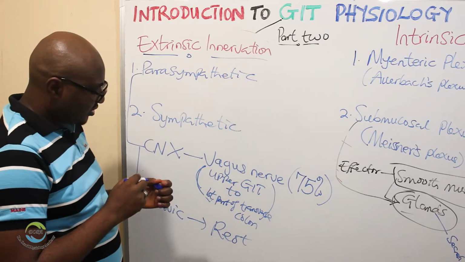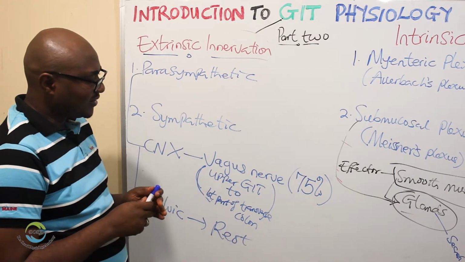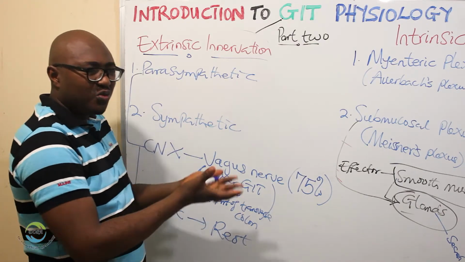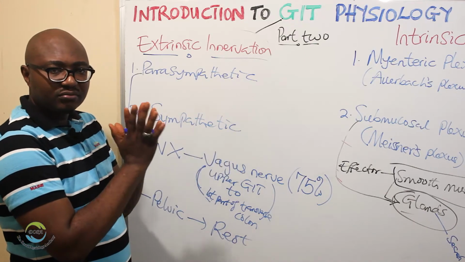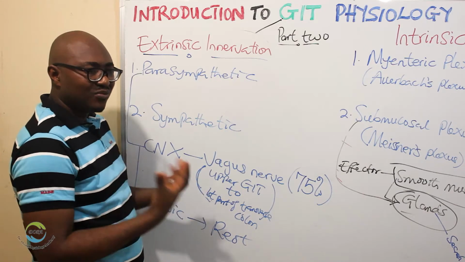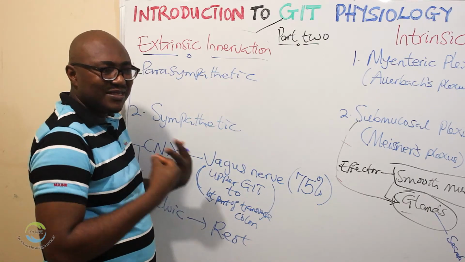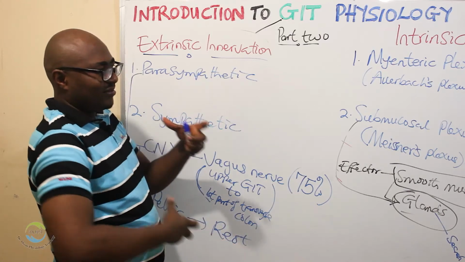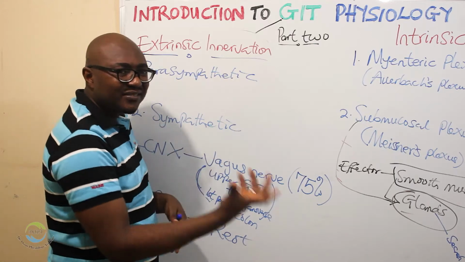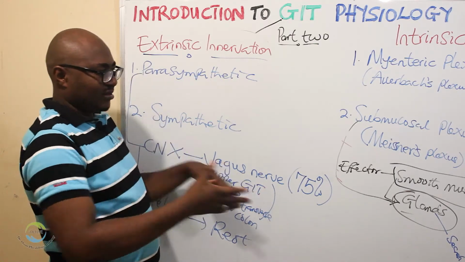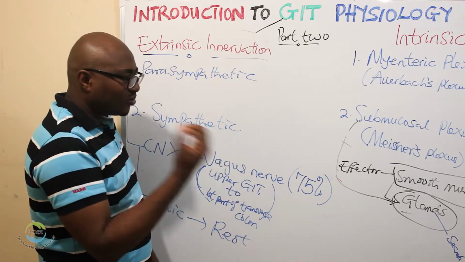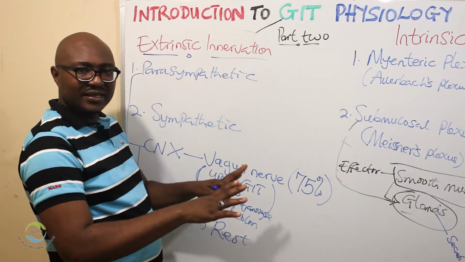supply. And what is special about this parasympathetic supply is that it is usually stimulatory. I want you to note this very well. It's usually stimulatory. That means it stimulates movement, motility. It stimulates secretion. So it enables the functions of the GIT. All the functions, stimulation, digestion, everything. Okay?